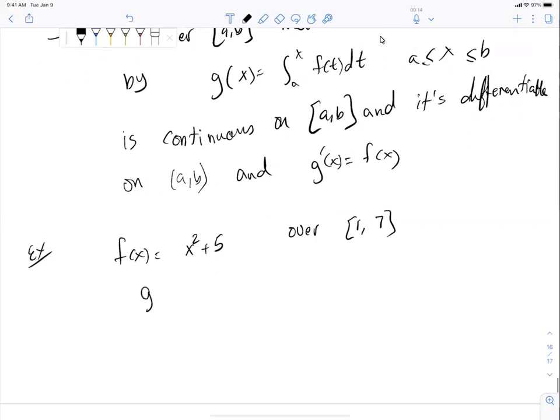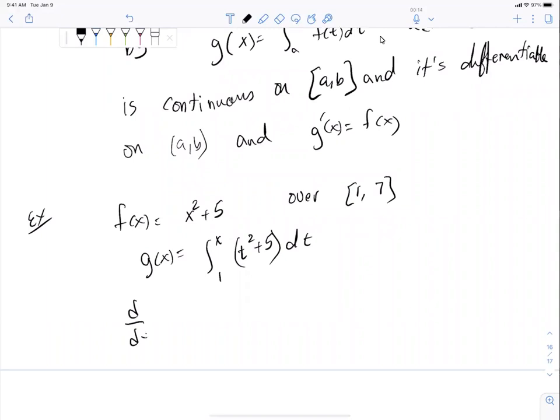If I define g of x to be the integral from 1 to x of t squared plus 5 dt, and again, because I'm using x as my variable, t becomes my integration variable, my dummy variable, then if I calculate the derivative with respect to x of g of x, it literally becomes just f of x, which is x squared plus 5.